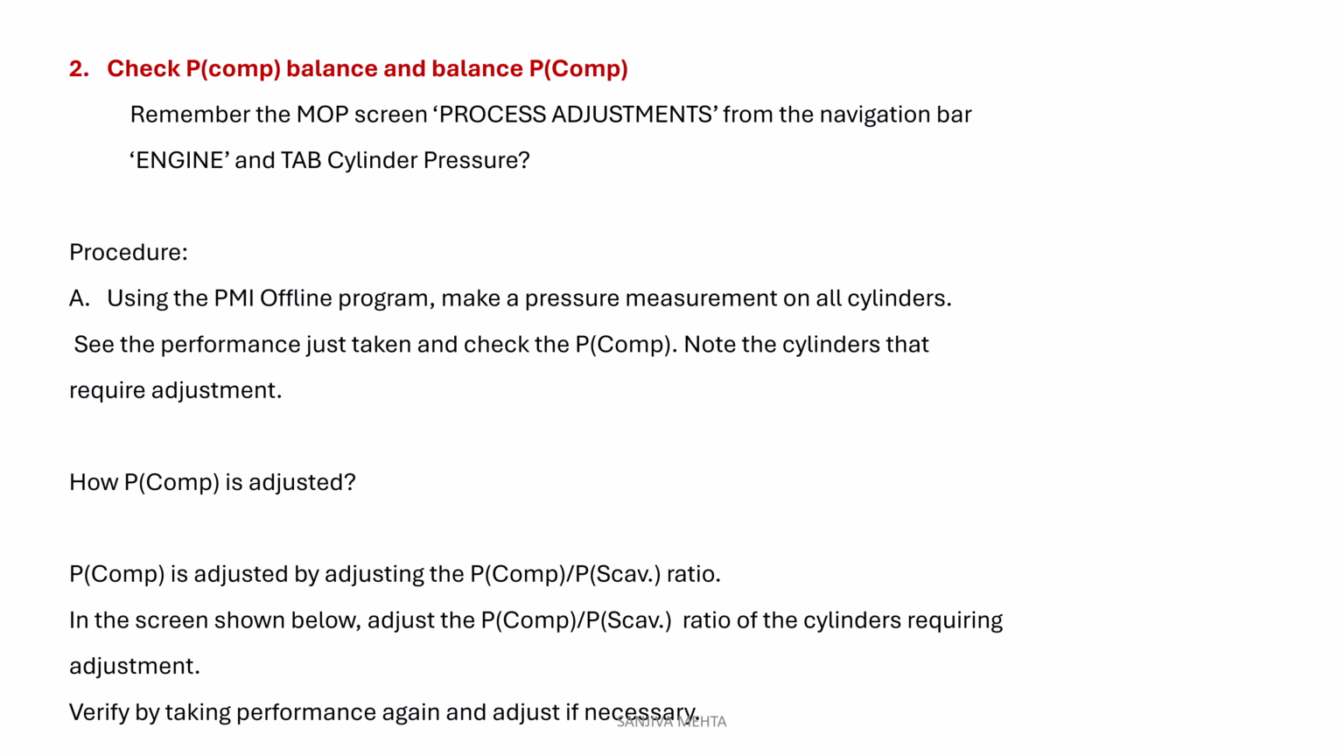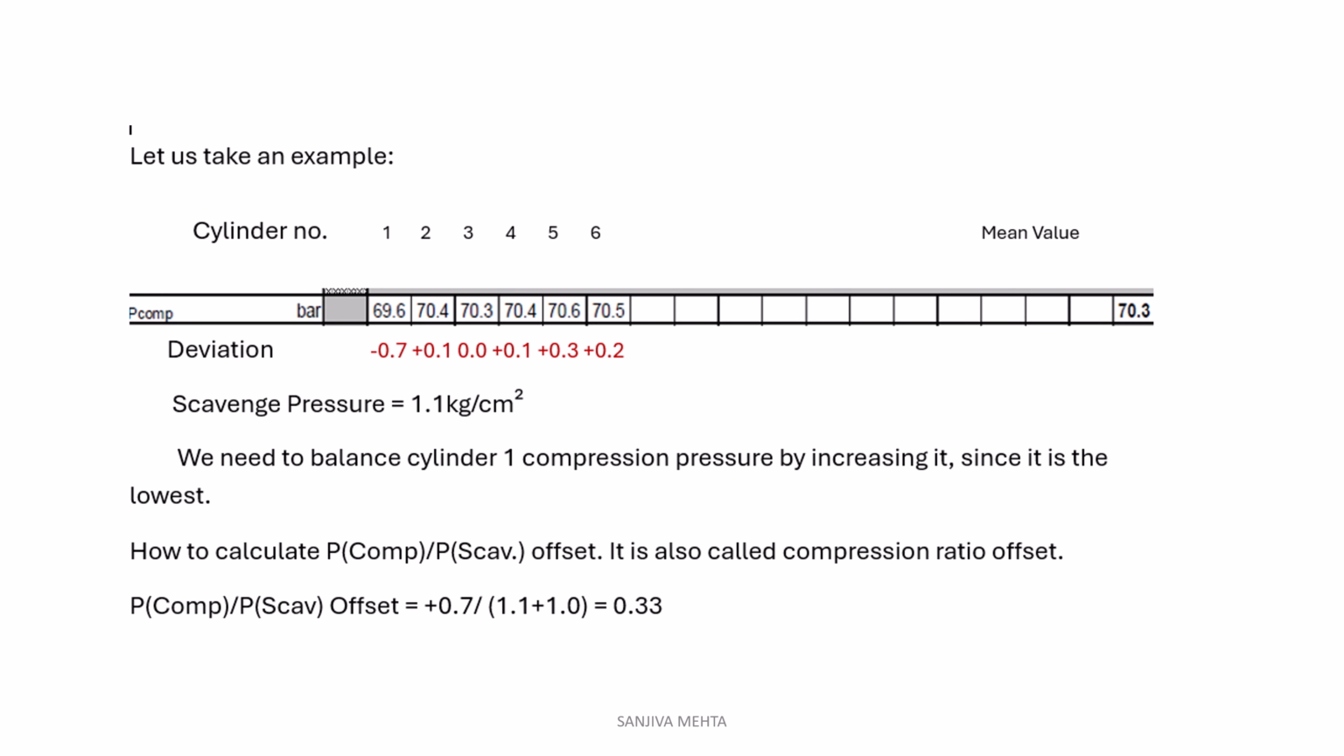And adjust if necessary. Now let us say the parameter you have got is compression pressure. Average is 17.3, mean is 17.3, 70.3, and the values are 69.6, 70.4, 70.3, 70.4, etc. Now you want that number one unit PCOM is less. You want number one unit PCOM to go higher. And scavenge pressure also you have to note down. Scavenge pressure is 1.1.